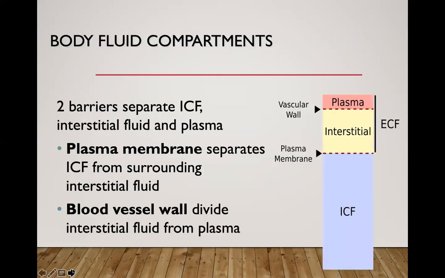There are two barriers that separate the ICF, interstitial fluid, and plasma. This is the plasma membrane, which separates the ICF from the surrounding interstitial fluid, and the blood vessel wall, which divides the interstitial fluid from that of the plasma.